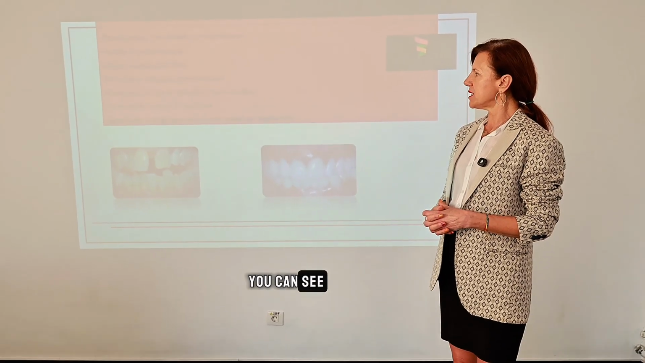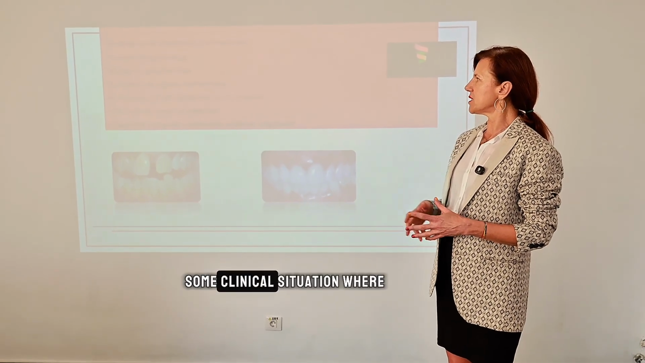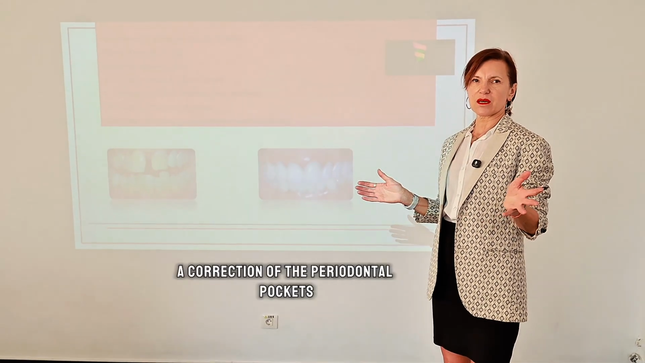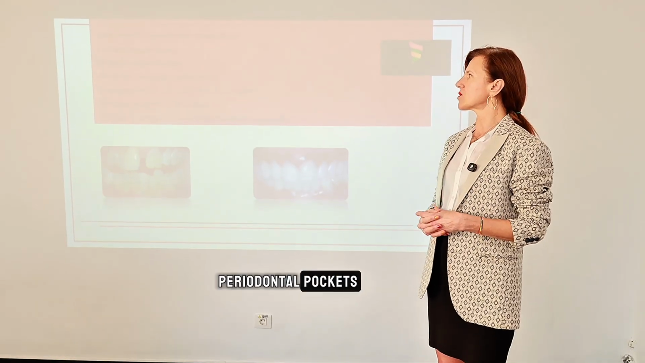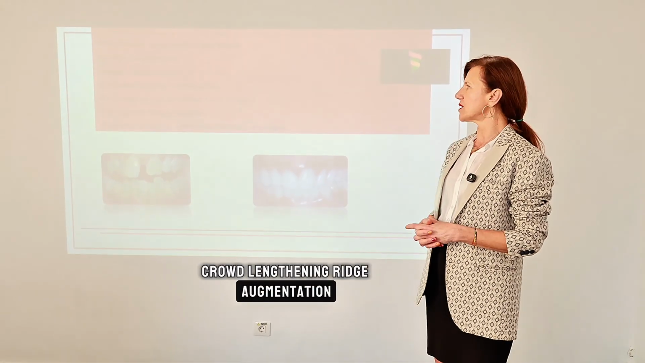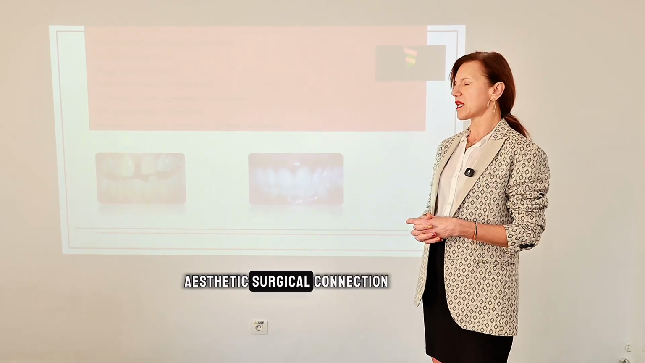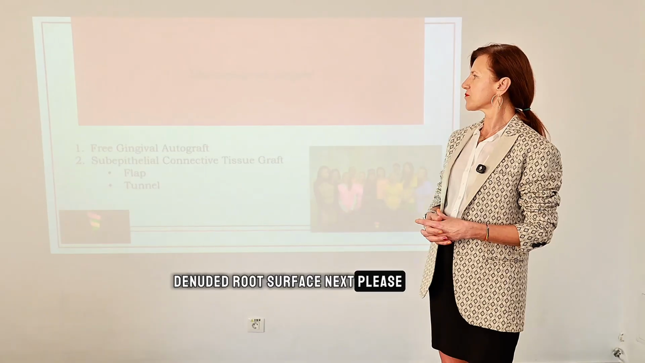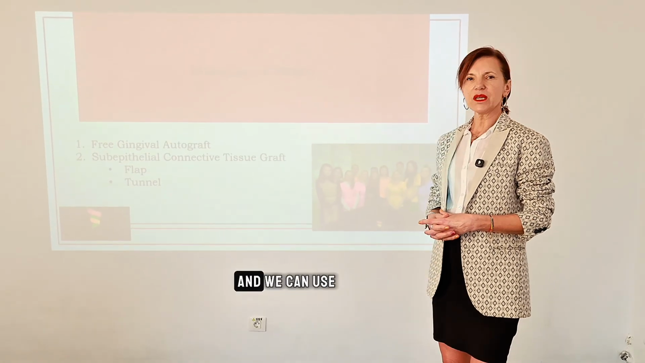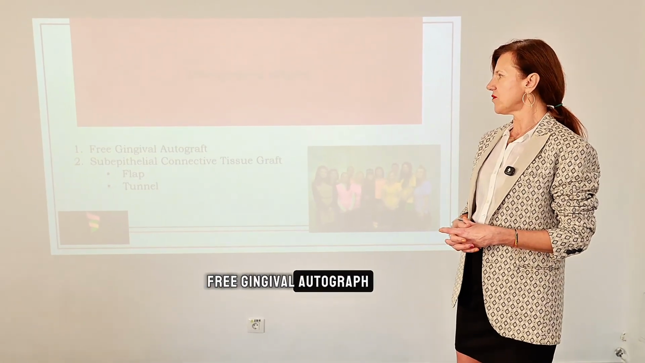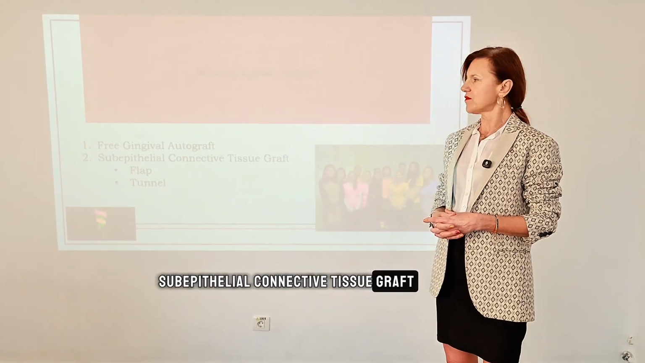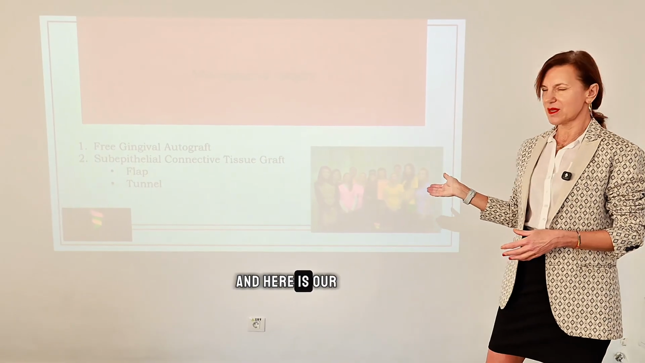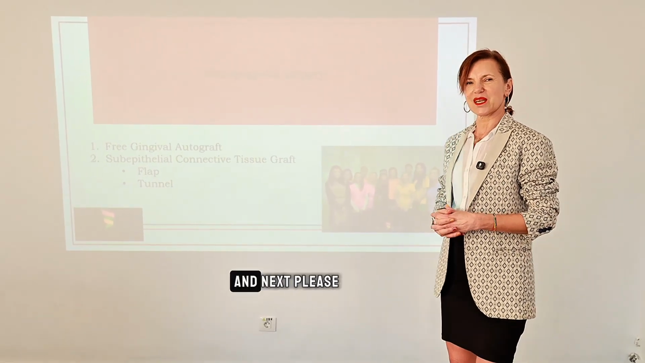And here you can see some clinical situations where it was done correction of the periodontal pockets, crown lengthening, ridge augmentation, aesthetic surgical correction and coverage of the denuded root surface. Next, please. And we can use free gingival autograft, subepithelial connective tissue graft, either as a flap or tunnel. And here is our beautiful team. And next, please.